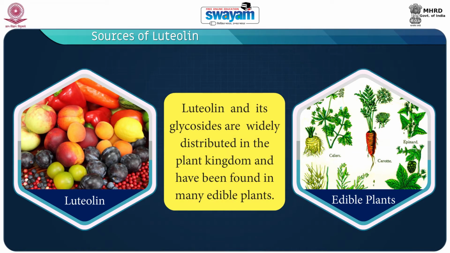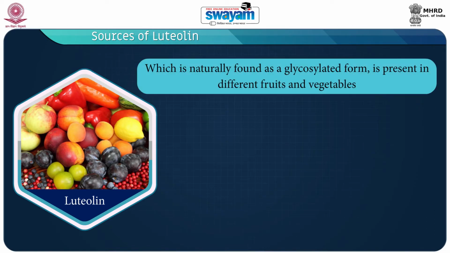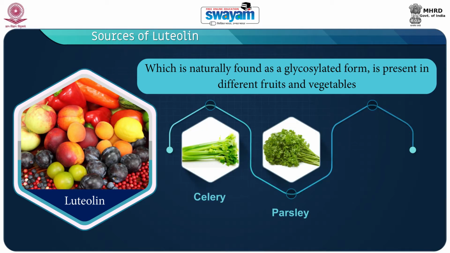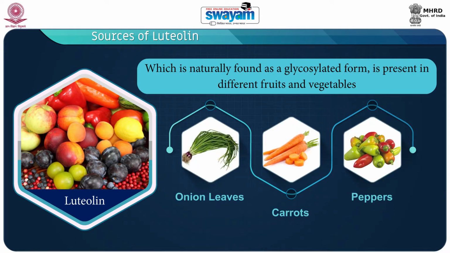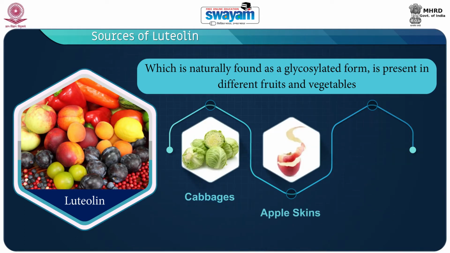Luteolin and its glycosides are widely distributed in the plant kingdom and have been found in many edible plants. Luteolin, which is naturally found as a glycosylated form, is present in different fruits and vegetables including celery, parsley, broccoli, onion leaves, carrots, peppers, cabbages, apple skins and chrysanthemum flowers.